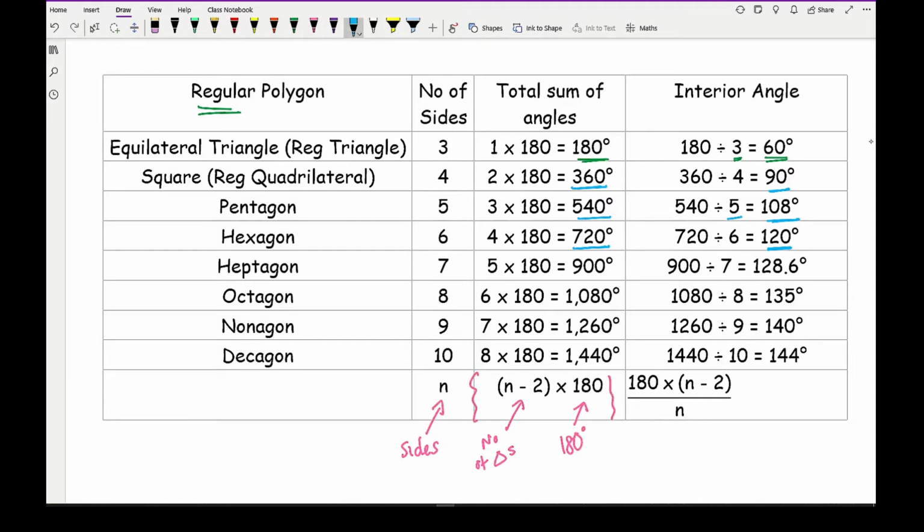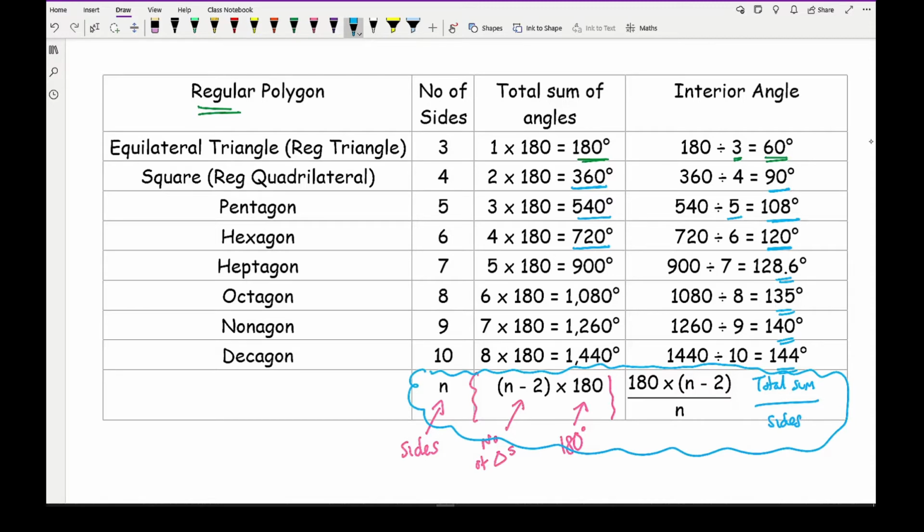Now then, what I need to do with that total sum is divide it by the number of sides, and that will give me each of these numbers, which is what I'm wanting, which is the size of the interior angle. So what is important is that you remember these steps here. Now obviously recognizing the names of the shapes is also important, because a typical question might ask you: what is the interior angle of a regular nonagon?